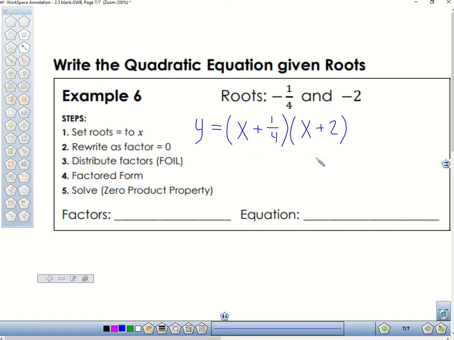So this is the equation for the quadratic in factored form. Now if you wanted to find it in standard form, you would have to use FOIL here. You would just FOIL this out and you'd get standard form. So I will show you how that looks.